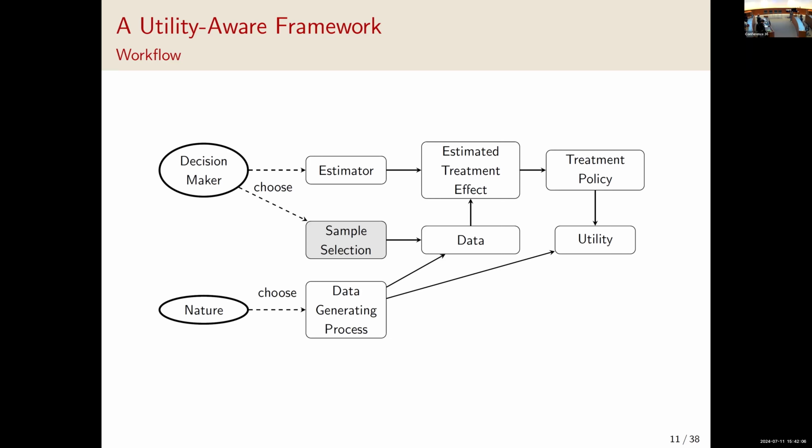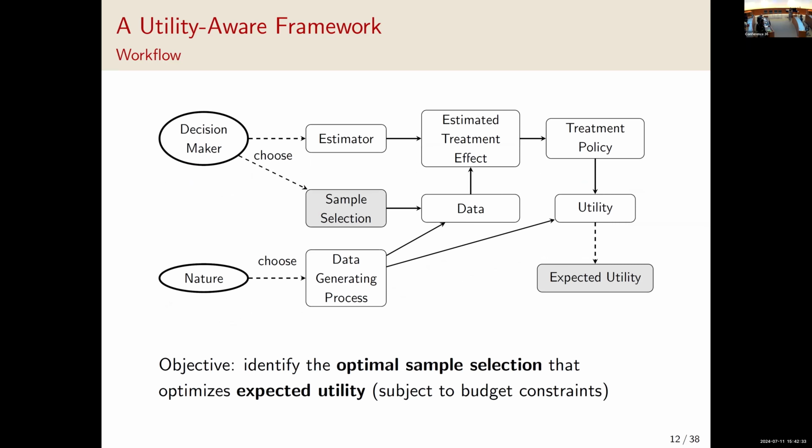However, this utility is going to be a function of the data set. But when we are designing the experiment, we cannot really know what the data set is. But something we can imagine is, if I use this sample selection, then for all possible realizations of the data set, what is going to be my utility in the future on average? And that is the expected utility, with expectation taken over the data generation. And our goal is to identify the optimal sample selection and optimize this expected utility subject to the budget constraint.